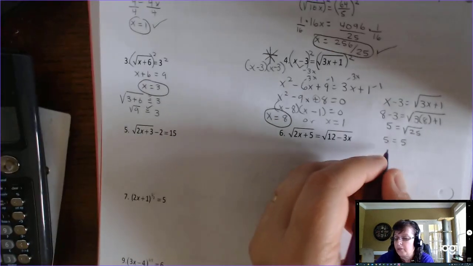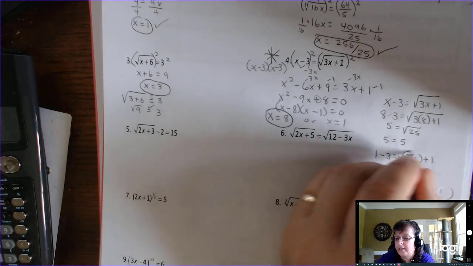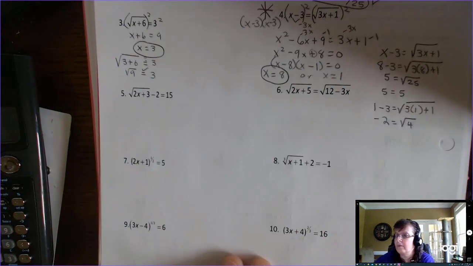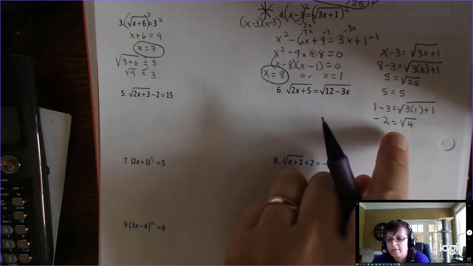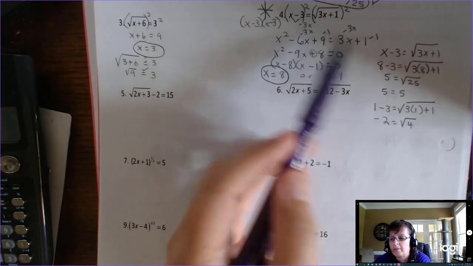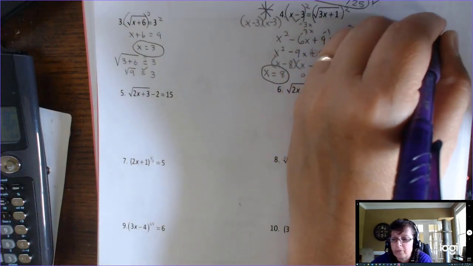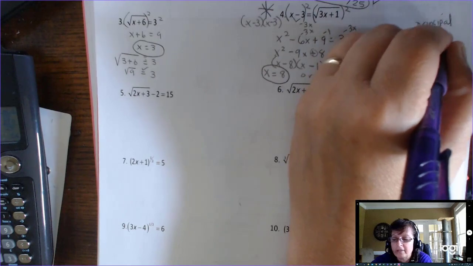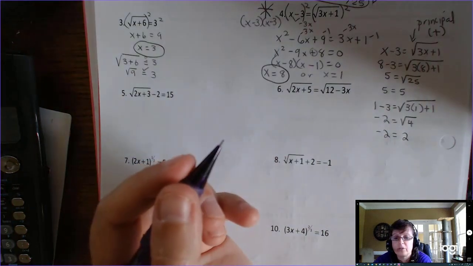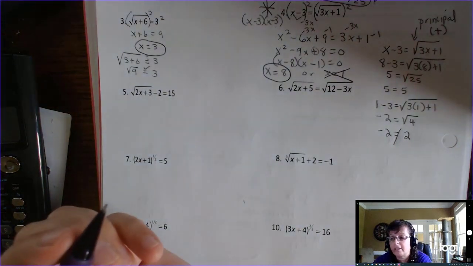Alright, now I have to check the 1 and watch what will happen. 1 minus 3 equals the square root of 3 times 1 plus 1, so that's negative 2 equals the square root of 4. Now you might think that works because the negative 2 quantity squared is 4, but you did not bring this square into the problem. That was the original square root. So when you're given the square root, it's the principal root, or it's only the positive one. So the square root of 4 isn't 2 or negative 2. The square root of 4 is 2. And that's not right. So this one is an extraneous solution.